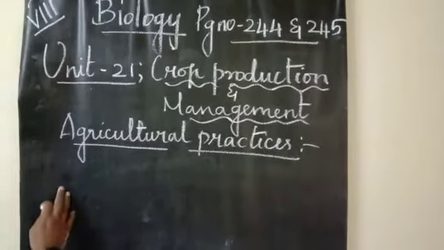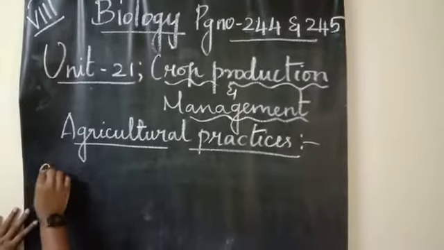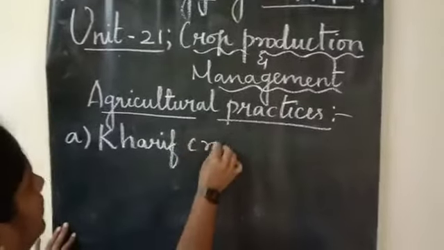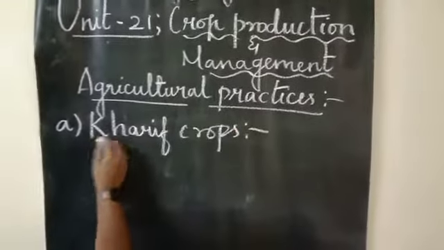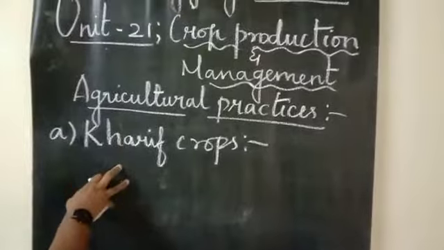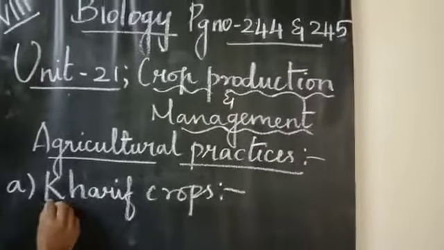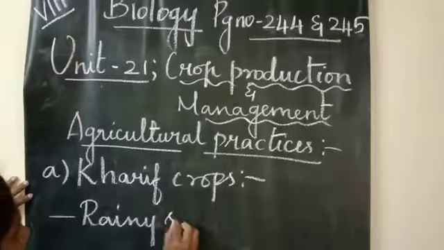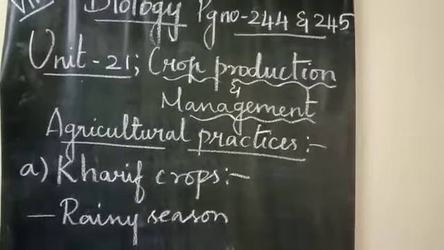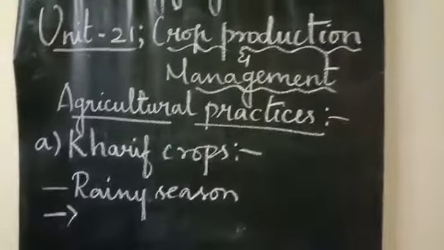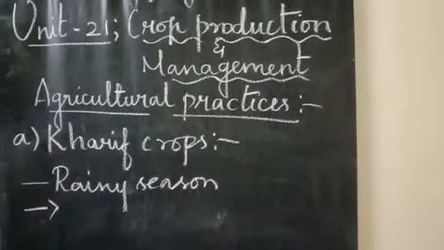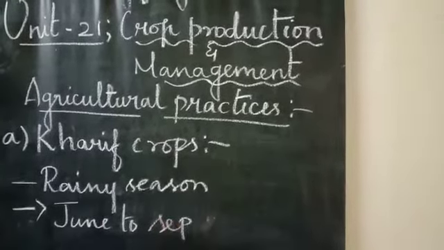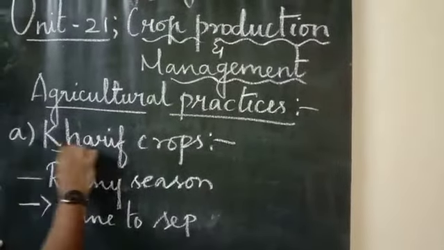The first one, if you see, is Kharif crops. What do you mean by Kharif crops? It is nothing but the crops which are grown during the rainy season. And the months, if you see, are June to September. During June to September these Kharif crops can be grown.